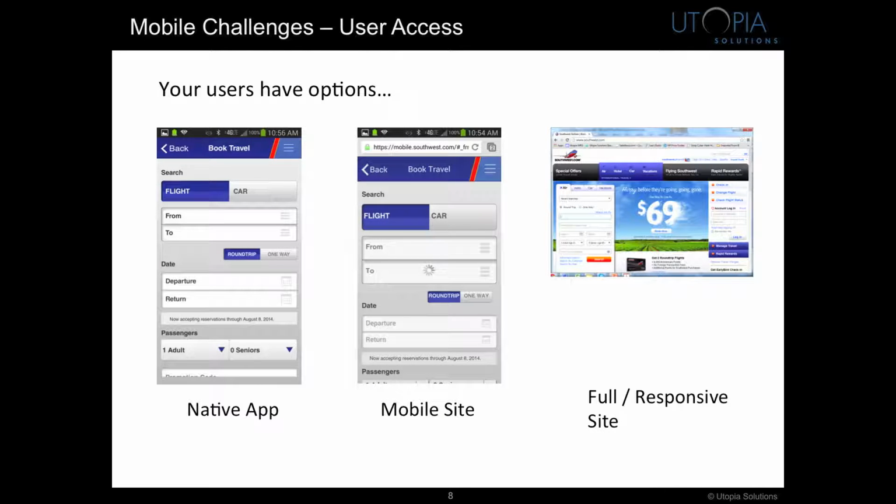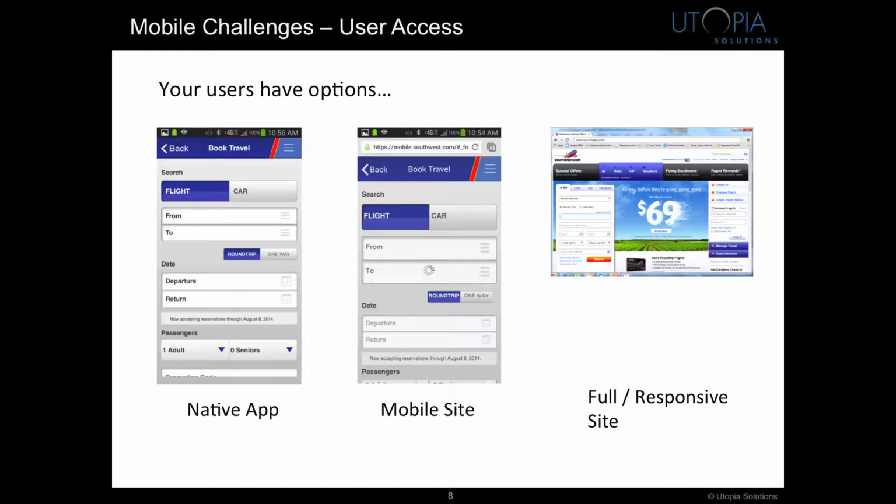Your users have options when they access your systems, especially if you deploy a native app, mobile site, in addition to a full traditional desktop site. And your users will very likely have a different experience using the exact same functionality depending on how they access the system. Similarly, users accessing the system over different channels will have different effects on the system due to variances in the UI design, device performance, and network conditions. And we'll talk more about that in the next few minutes.